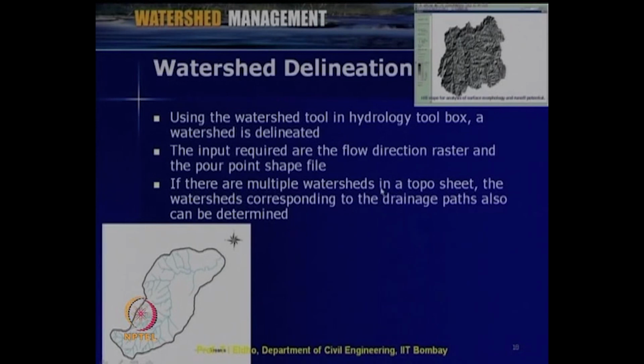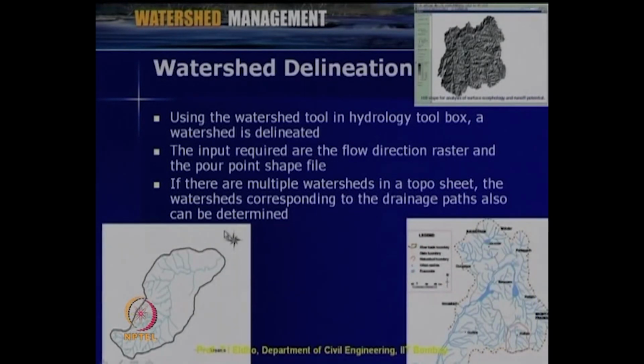If there are multiple watersheds in a topo sheet, the watersheds corresponding to the drainage paths also can be determined. So, for example, for this Benoha watershed, this is the finally delineated watershed. This is the outlet of the watershed. The delineated watershed gives the boundaries of the watershed and the drainage pattern in the watershed, so we can directly utilize this for various hydrological modeling as far as the watershed is concerned, and that we finally utilize as far as watershed management is concerned.